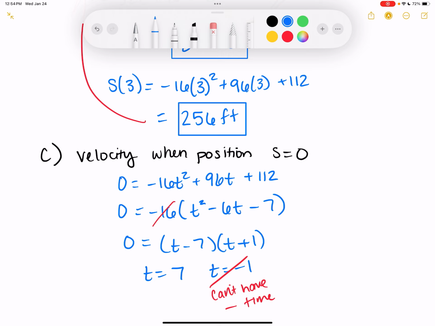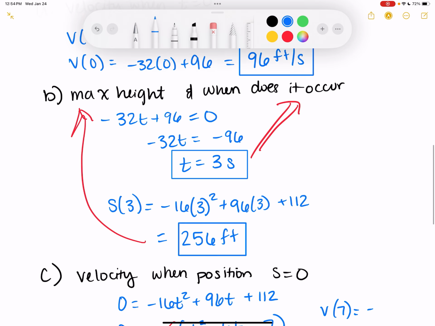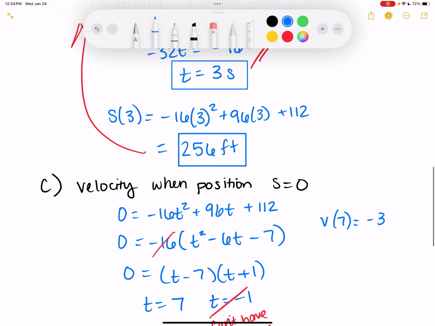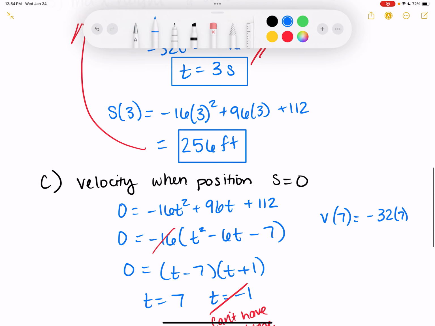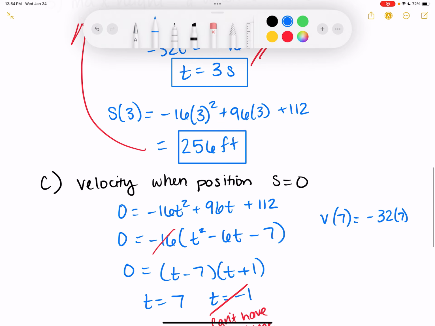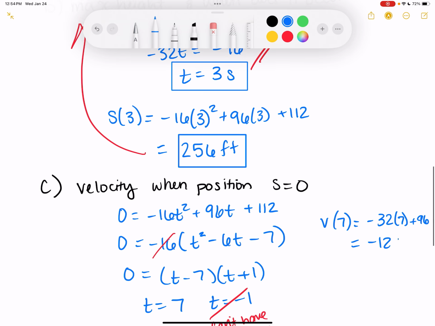So now we plug this number into the velocity equation. So we'll have v of 7 is equal to negative 32 times 7 plus 96. Yep. Negative 128 feet per second.